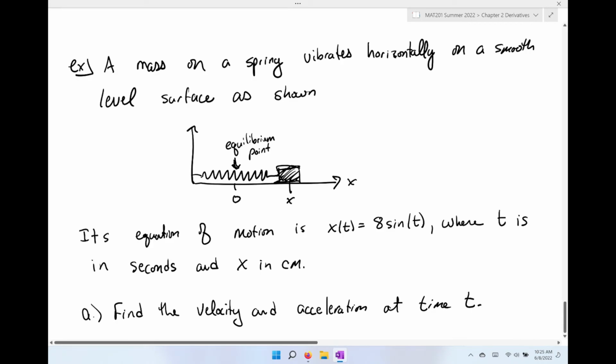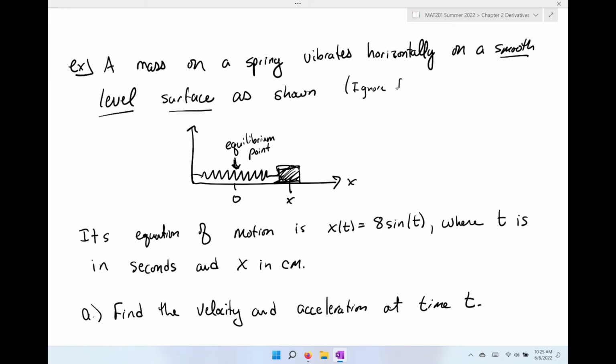All right, so let's look at a word problem. So we have a mass on a spring that vibrates horizontally on a smooth, level surface as shown. Now, the words smooth and level surface actually mean a lot to us here because we are ignoring friction altogether. So just ignore friction. So this is like a perfect scenario. So right here, this big block is our mass. It is at some position x. The equilibrium point is at 0.